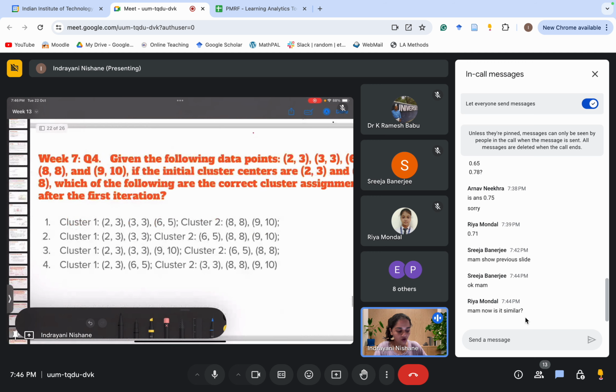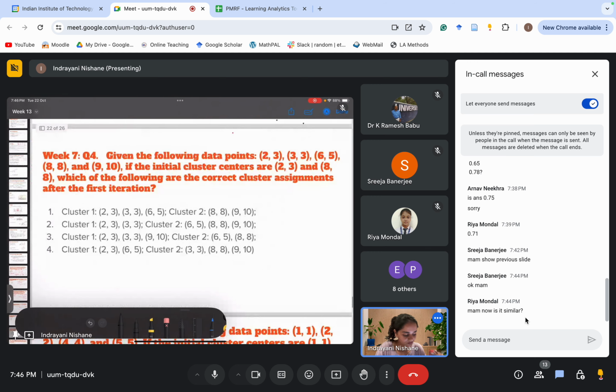Okay, so moving on to the next question. This was the most widely requested question from week 7, question 4. So data points are given to us, and initial cluster centers are also given to us, and we are supposed to compute how these points will be distributed to cluster 1 and cluster 2 after one iteration. For this also I will request you, because here are also simple addition subtraction type of calculations, but these are repetitive calculations.